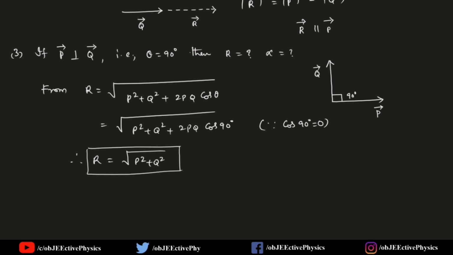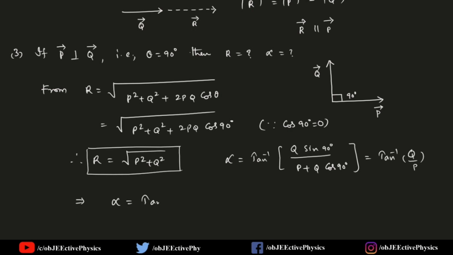And to know the direction, from alpha formula, alpha is equal to tan inverse of Q sin 90 divided by P plus Q cos 90. Sin 90 is 1, cos 90 is 0. So this can be written as tan inverse of Q divided by P. So alpha can be written as tan inverse of Q by P. This alpha gives the direction of the resultant vector. Let's take here this is R bar, and the angle between R bar and P bar is alpha.